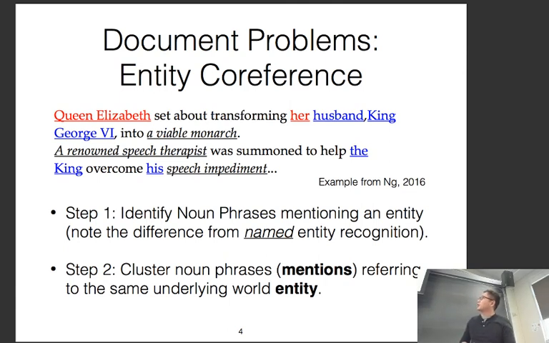The second step is that we cluster all these noun phrases to create groups, so that the same group of entities refers to the same underlying world entity. The same group of mentions referring to the same underlying world entity. The words mentions and noun phrases will appear a lot in this lecture, and they are kind of the same in this context. And an entity is the combined cluster, by definition here.